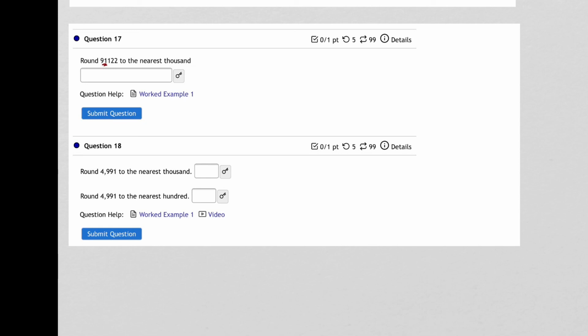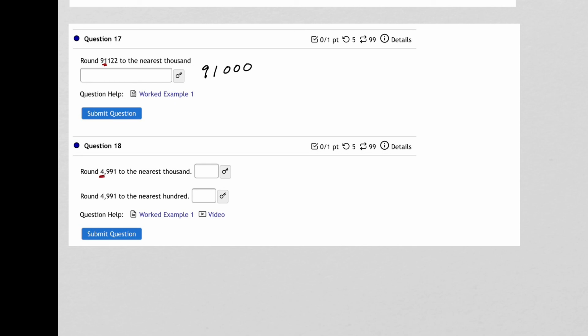So I look to the right of that 1, and I see another 1 that's less than 5. So the 1 that I underlined is going to stay a 1, and then the rest becomes zeros, right? So this will be 91,000. So 91,000 would be the nearest 1,000. Okay, what about question 18? Round 4,991 to nearest 1,000. Okay, so again, I underline the thousands, which is the 4.